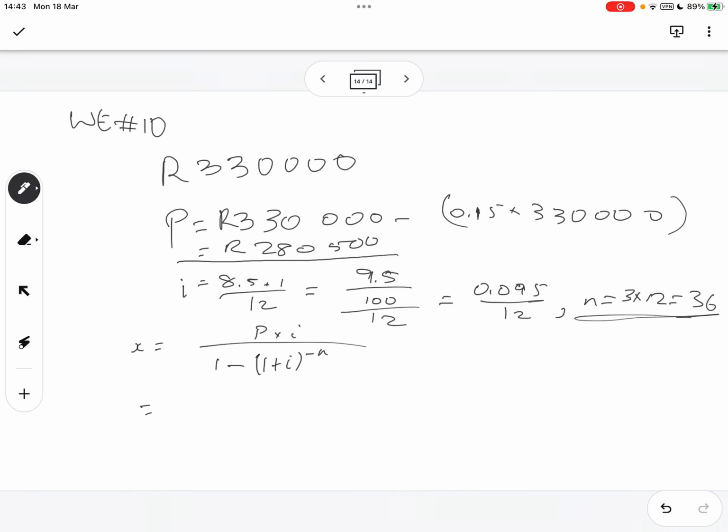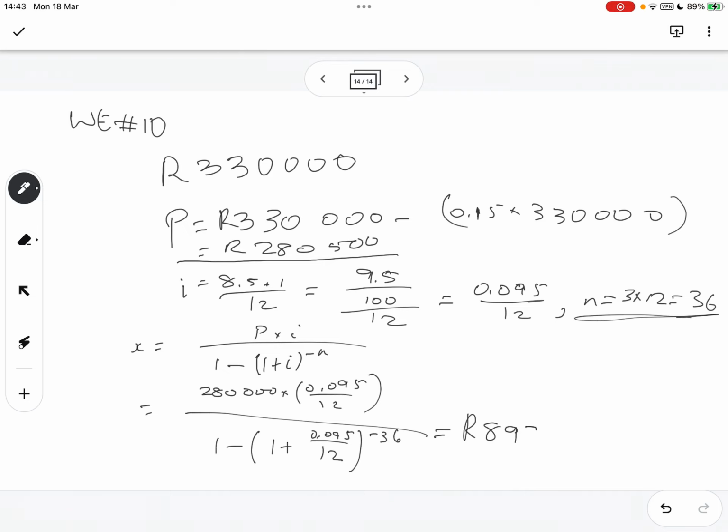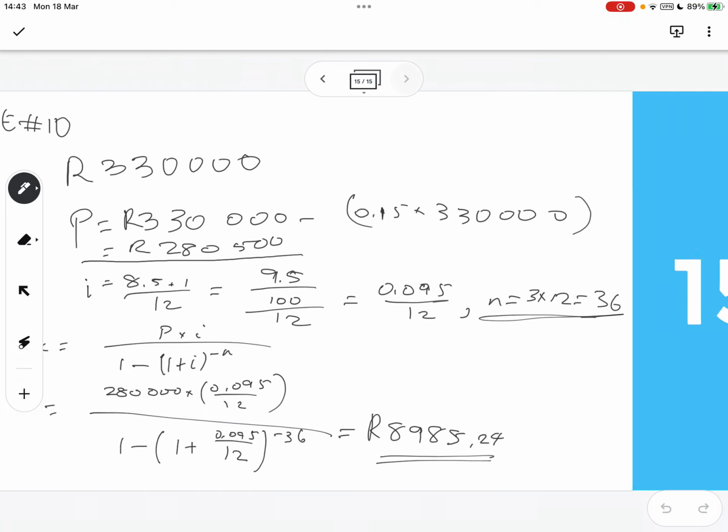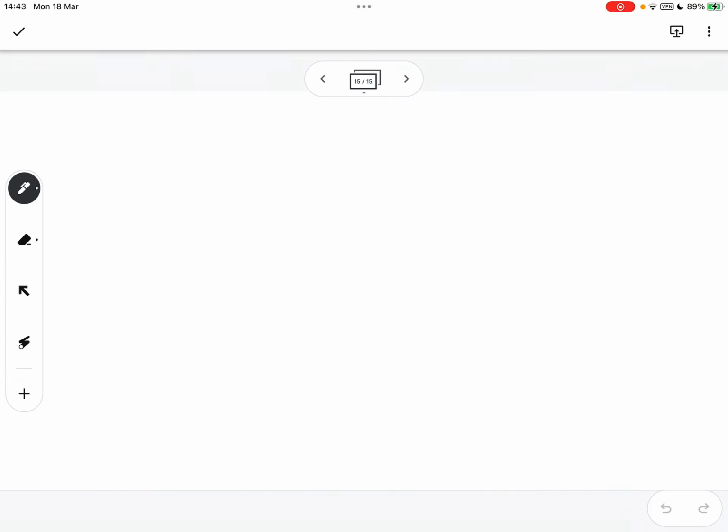Right. So that means x is 280,000 times 0.095 over 12, divided by 1 minus 1 plus 0.095 over 12 to the power negative 36. Yes. And this equals 8,985.24 a month for the next 3 years is what the school must repay.